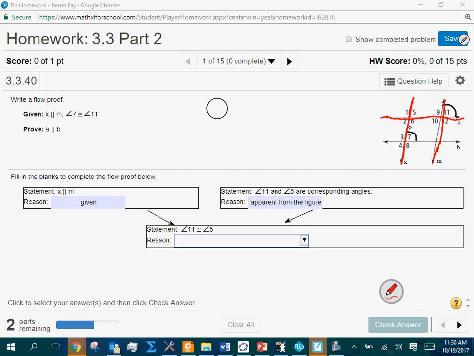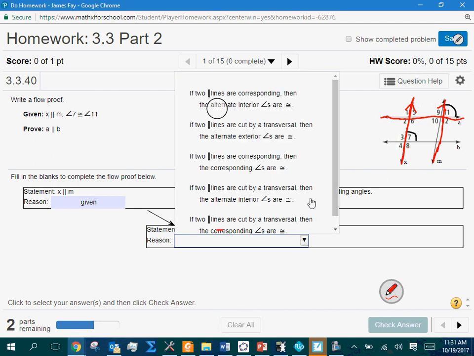Well, don't we know if 5 and 11 are corresponding, and these lines are parallel, what does that tell me about 5 and 11? They're congruent. So we're going to choose our option here, because if lines are parallel and are cut by a transversal, then corresponding angles are congruent, right? So that's the statement and the reason that goes with it.